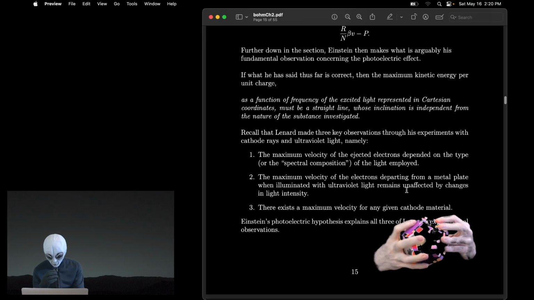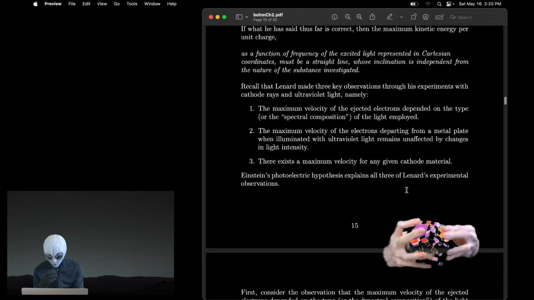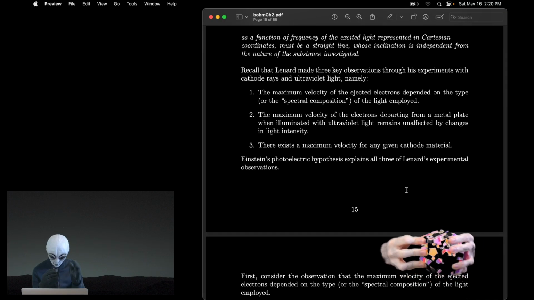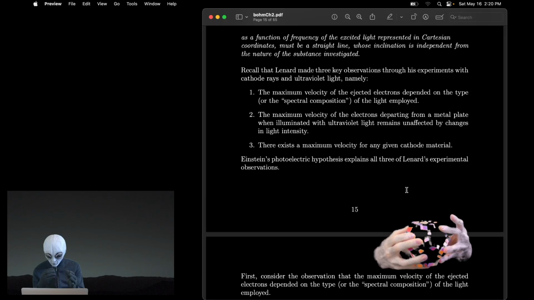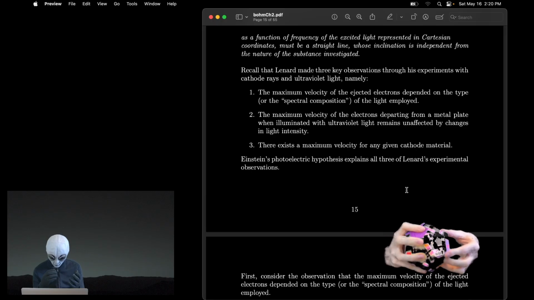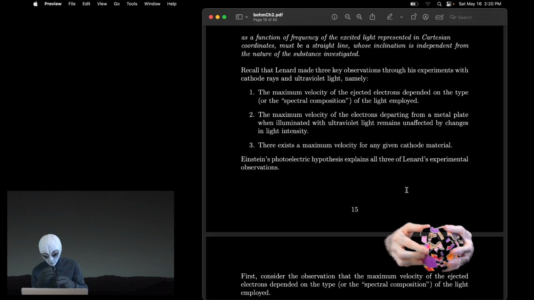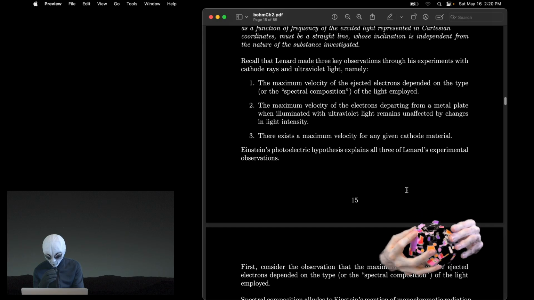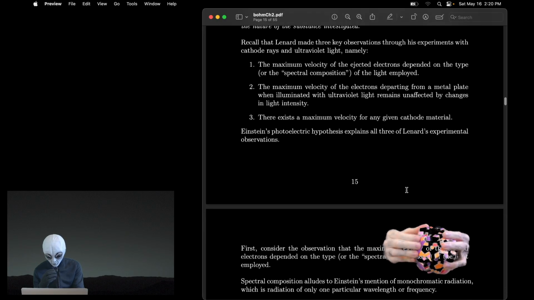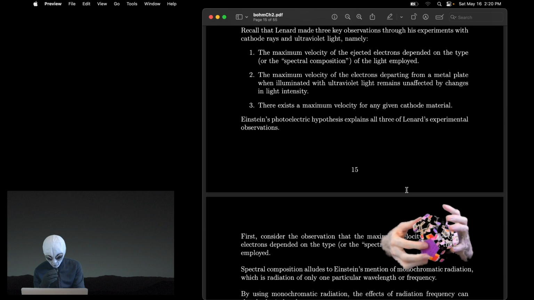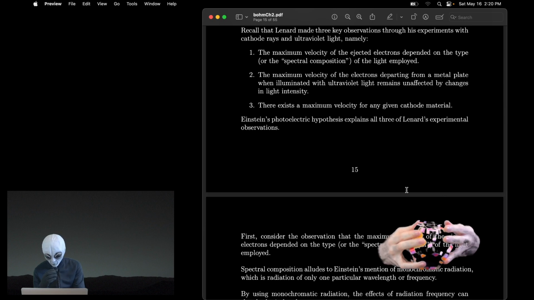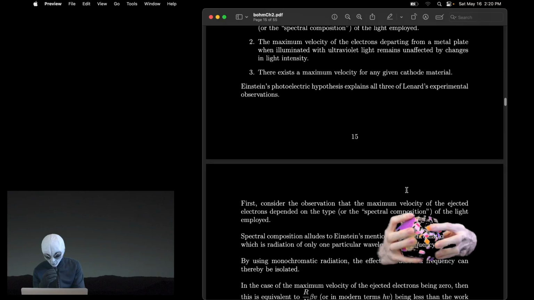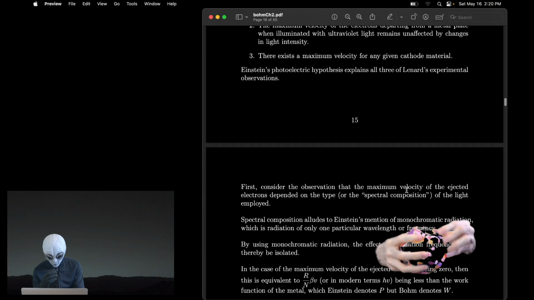Recall that Lenard made three key observations through his experiments with cathode rays and ultraviolet light, namely: 1. The maximum velocity of the ejected electrons depended on the type or the spectral composition of the light employed. 2. The maximum velocity of the electrons departing from the metal plate when illuminated with ultraviolet light remains unaffected by changes in light intensity. And 3. There exists a maximum velocity for any given cathode material. Einstein's photoelectric hypothesis explains all three of Lenard's experimental observations.